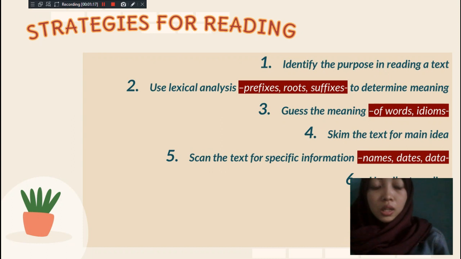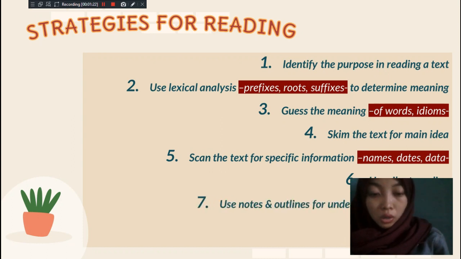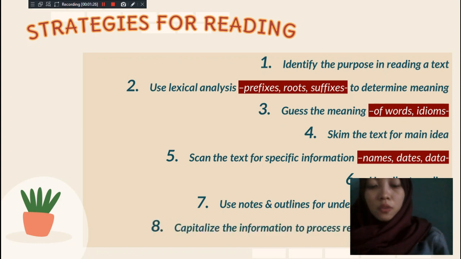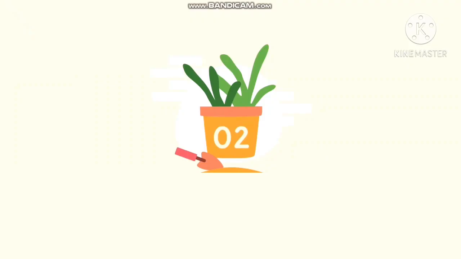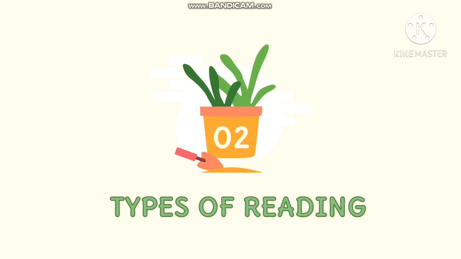Sixth, use silent reading because you need concentration. Seventh, use notes or outlines for understanding information. And the last, capitalize information to process relationship in a text. I think that's all from me. And now, let's move to the next topic about the types of reading.